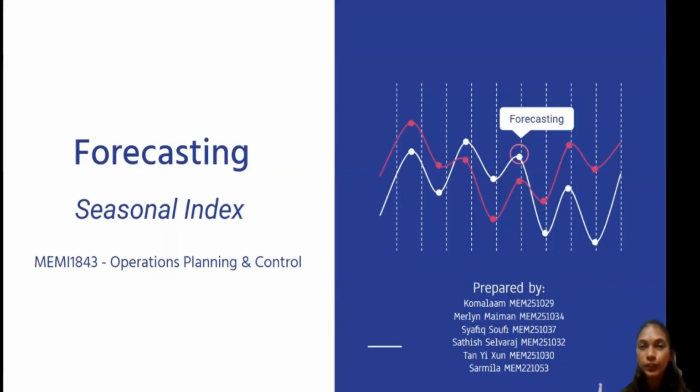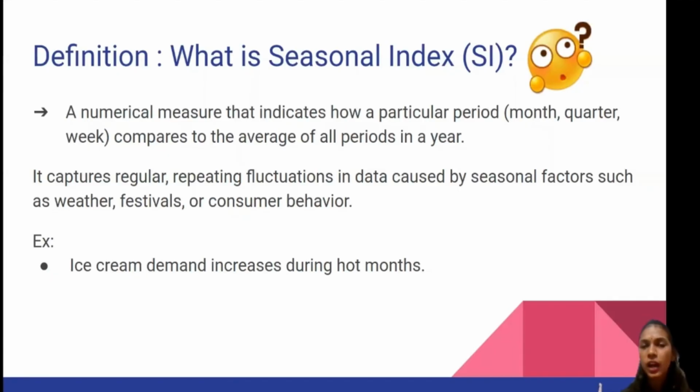Now, let's look into the definition. What is seasonal index? Seasonal index is a numerical measure that indicates how a particular period, for example, month, quarter, or week, compares to the average of all the periods in a year. It captures regular, repeating fluctuation in data caused by seasonal factors such as weather, festival, or consumer behavior. For example, ice cream demand increases during the hot months.